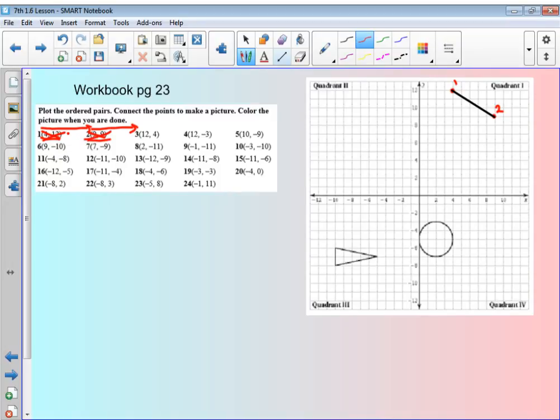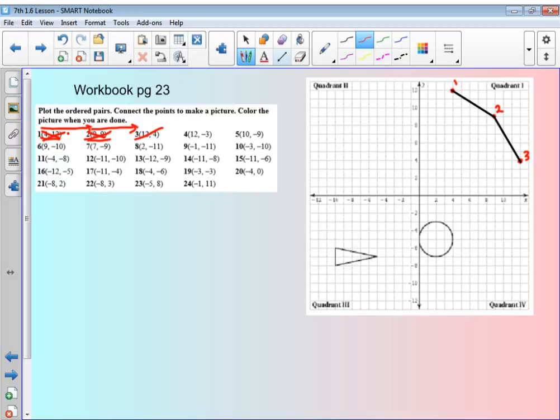Okay, so now number 3 is 12, 4. So I'm going to go over to 12. Now 12 isn't marked on mine at least, but this is 10, 11, 12. So here's my 12. And then it was 4, so up to 4, so there's 4. Okay, I'm going to erase this so you don't think it's one of my points. And I'm going to connect that with a line. Okay, so that was my number 3. And like I said, you don't have to number them, but if you number them, I can probably help you identify maybe where you made a mistake if I see that your picture doesn't look correct.